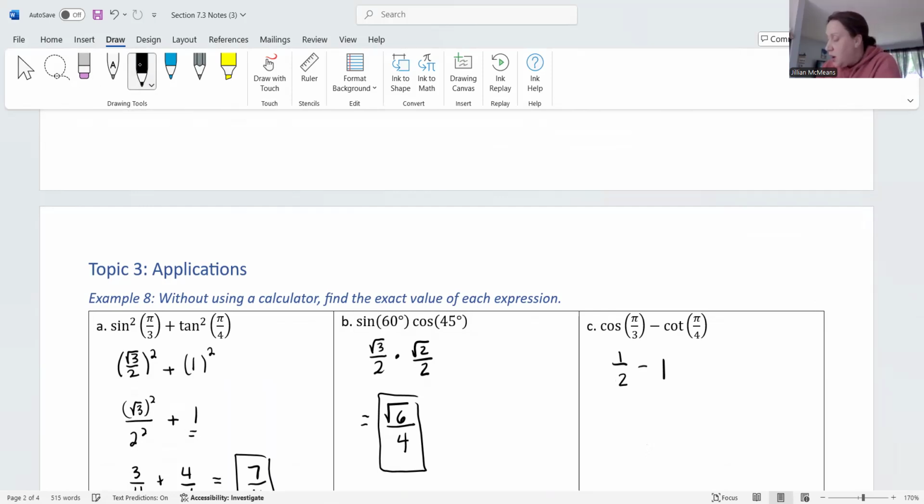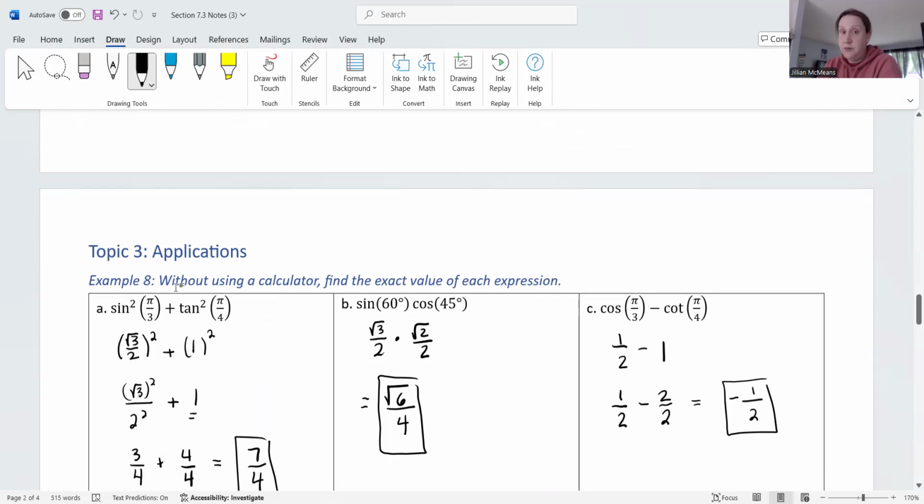Okay, so I've got 1/2 and I need to subtract 1, but is there a way that I could write 1 as a fraction where the denominator is 2? And the answer is absolutely. It would just be 2 over 2. We know 2 divided by 2 is really just 1, but now we've created a situation where we have common denominators. So I subtract 1 minus 2 in the numerator, which is -1, and then we just keep the common denominator. So when we evaluate cosine of pi over 3 minus cotangent of pi over 4, we get -1/2.